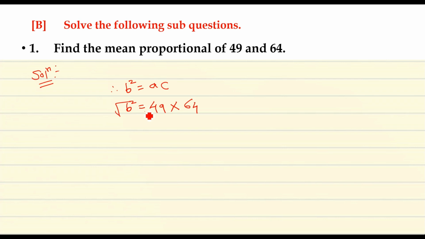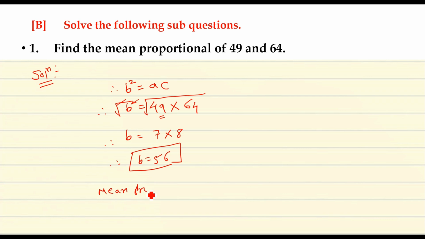So you will take the square root on both sides. The square root gets cancelled. b is the square root of 49, which is 7. Square root of 64 is 8, and therefore your answer is going to be 56, and therefore the sign is essential for all these steps, and therefore we can say the mean proportional is 56. So this way we can answer this question.